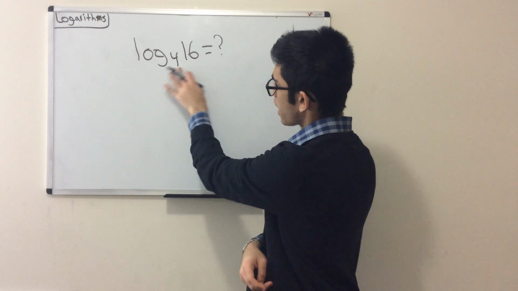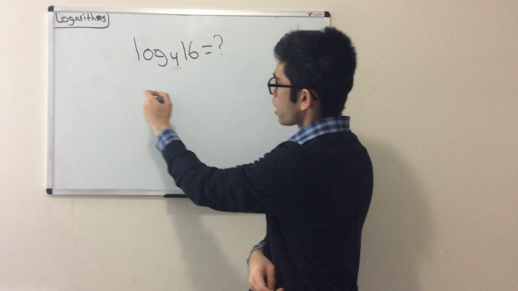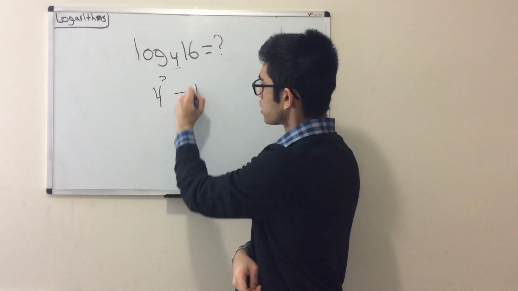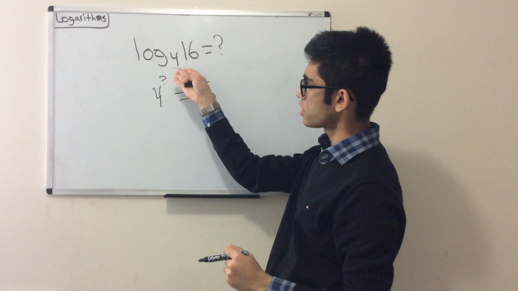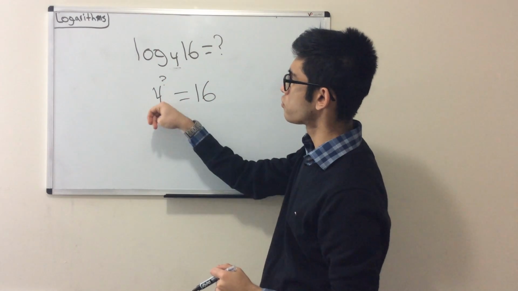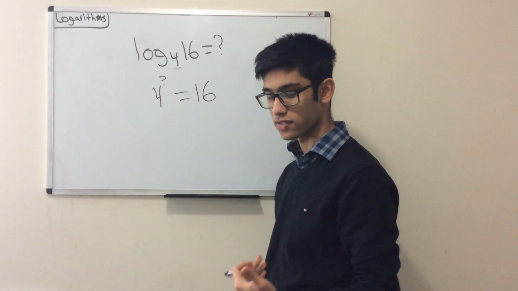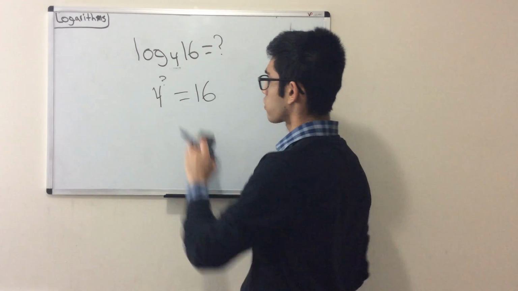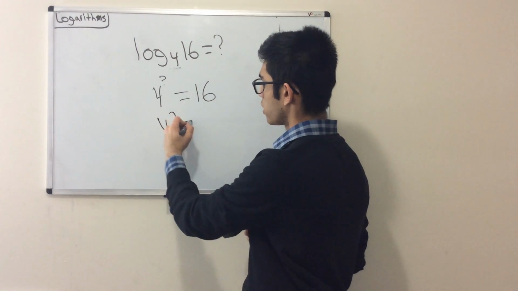That's the answer to this question. So I can write 4 to the power of something equals 16. That's essentially what this says, right? 4 to some power equals this number. So 4 to what power exactly gives us 16? Well, that's 4 squared. If you said that, that's perfectly correct. So 4 squared equals 16.